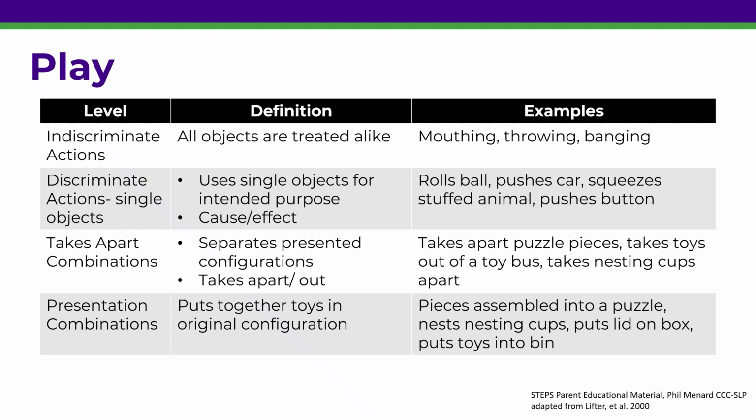Then the next level up from this play skill is using single objects for their intended purpose. A lot of times this is for cause and effect, such as rolling a ball, pushing a car, squeezing a stuffed animal, or pushing a button. A lot of children love the cause and effect play stage and might revert to this type of play to even self-soothe or to distract from maybe an overwhelming environment.